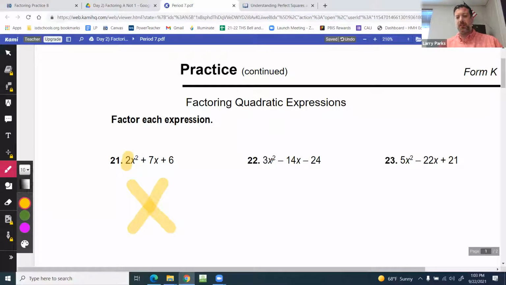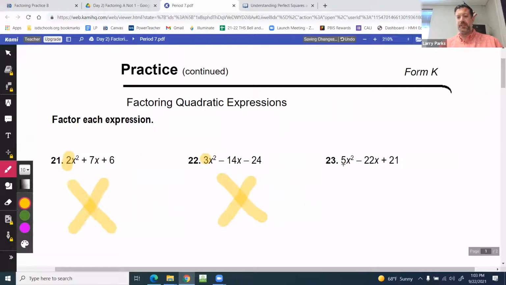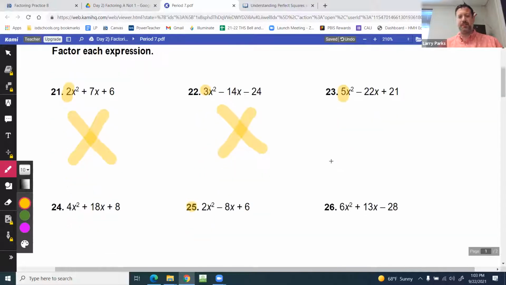Same thing here, 1, 2, 3 terms, quadratic. A is what we call 3. We cannot just straight do the x. Again, 1, 2, 3 terms, A is not 1. And there's no GCF. 2, 7, and 6 are all relatively prime. There's nothing that goes into 2, 7, and 6. There's nothing that goes into 3, 14, and 24. Well, there is 1. 1 goes in all of those, but we don't really care about 1 when we're factoring. 5, 22, 21, no GCF.